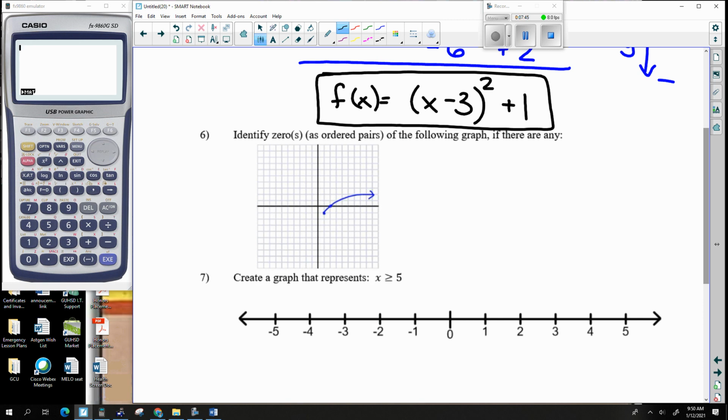Okay, zeros. Again, what is a zero? Where does it touch the x-axis? I don't care where it touches the y-axis. Where does it touch the x-axis? And I see that that is right there at the point (2, 0).